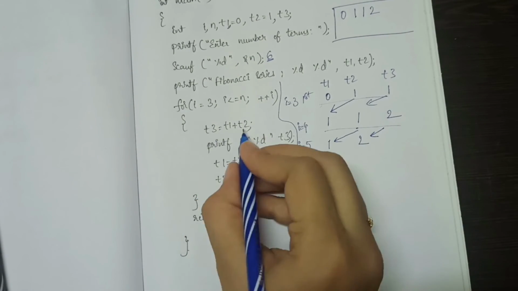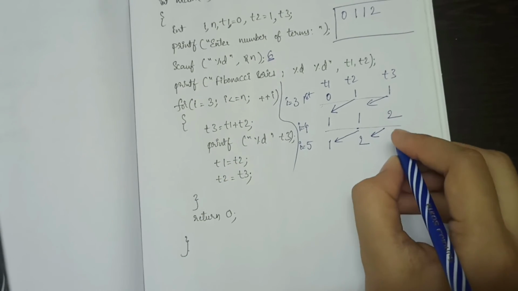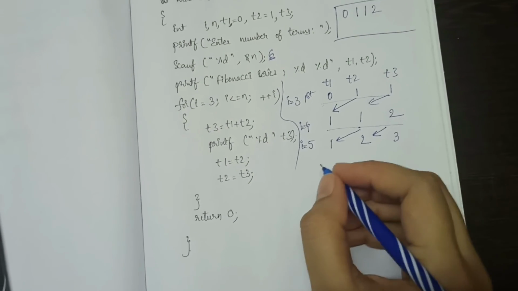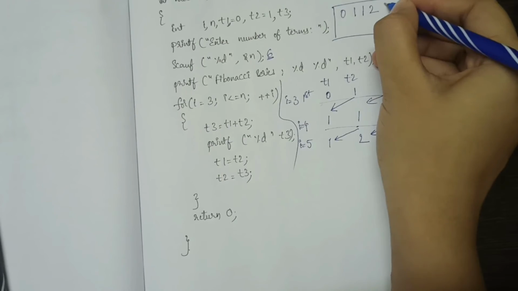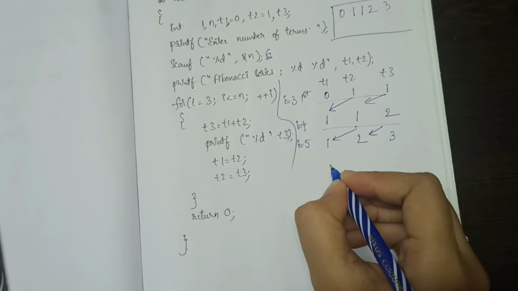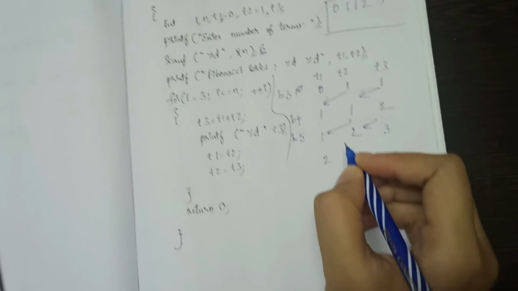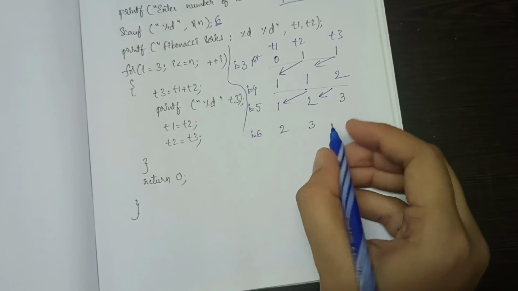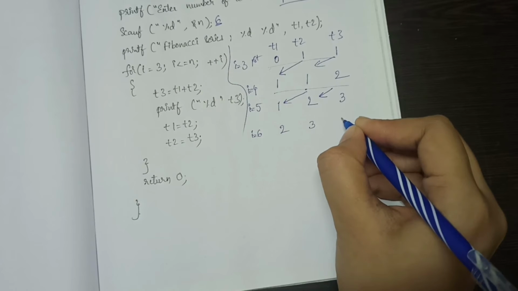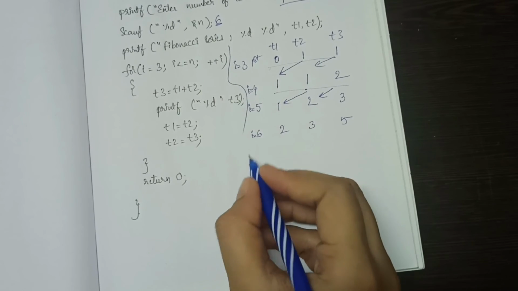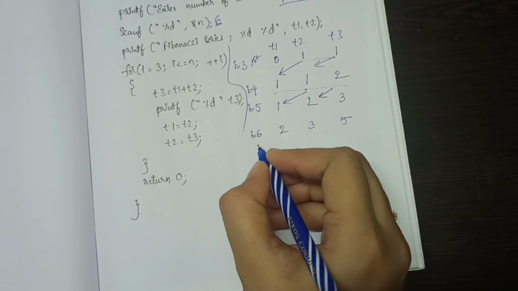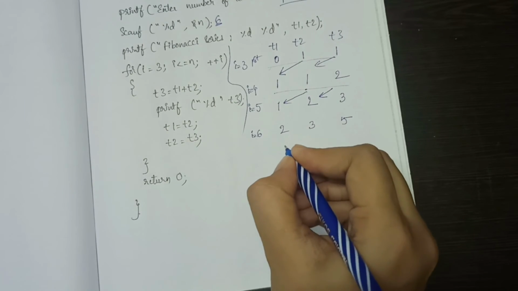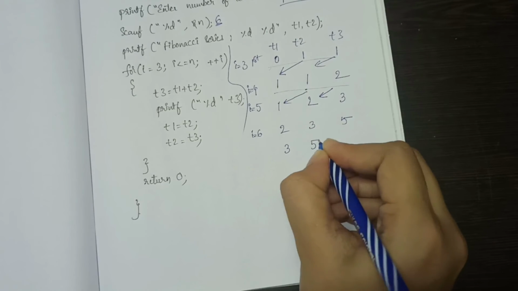For i equal to 5, T3 is equal to T1 plus T2, which is 3, and it will be printed. Again the values change to 2 and 3, while i is equal to 6. 6 is less than or equal to 6. It goes into the loop. T3 is equal to T1 plus T2, which is 5. Again 5 will be printed. Okay, T1 is equal to T2, 3 and 5.